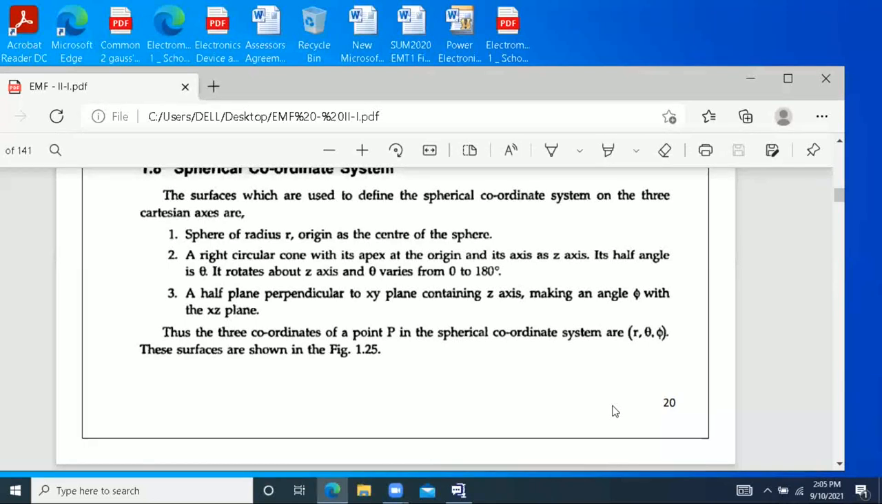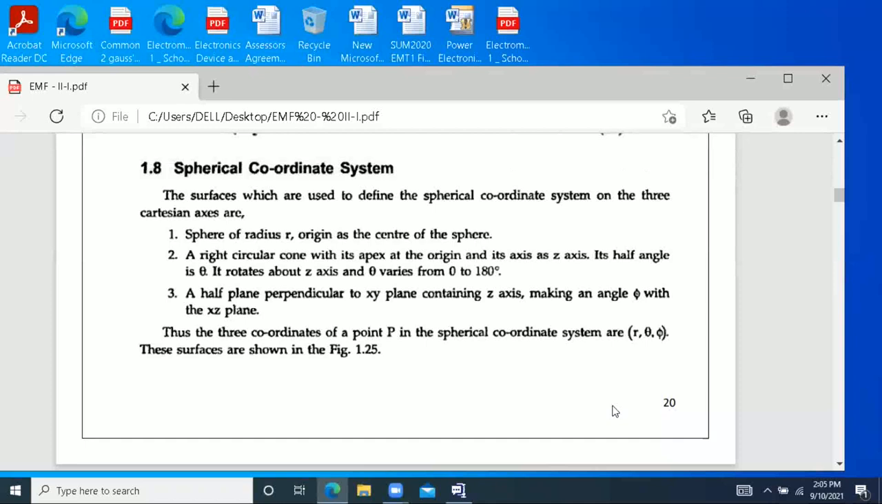All right, let's do this. So the third and last coordinate system that we're going to need in our toolbox is the spherical coordinate system. In a similar way to the Cartesian and the cylindrical, we're going to define a point in this system.